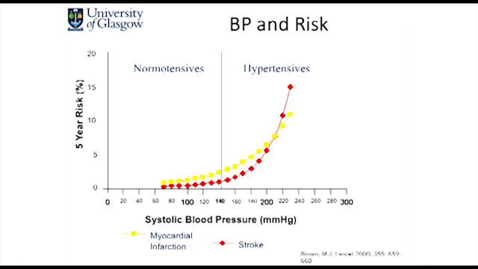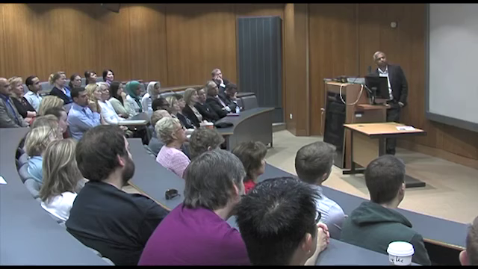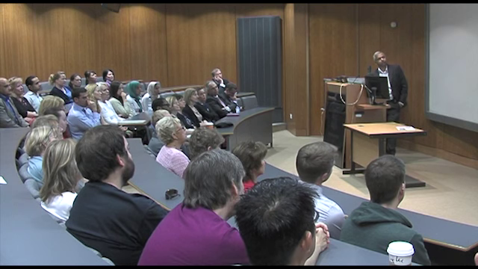As I mentioned, in the 1940s, people thought 200 was normal. We've slowly brought that down. Now it's sitting at 140. And this is the 5-year risk of myocardial infarction and stroke. And you can see from 140, there is a steep increase in risk, but there's also an increase right from 100 onwards. So we take 140 as the threshold to start treatment.